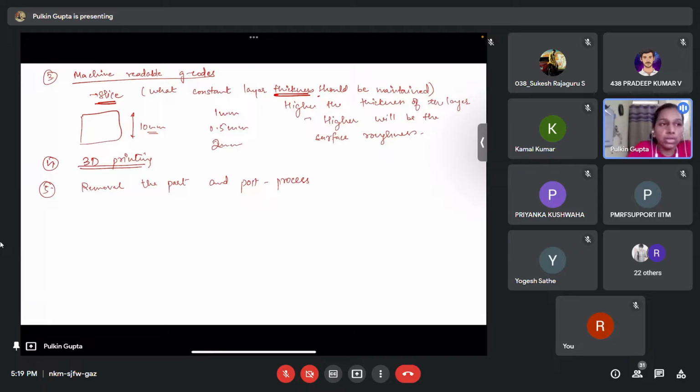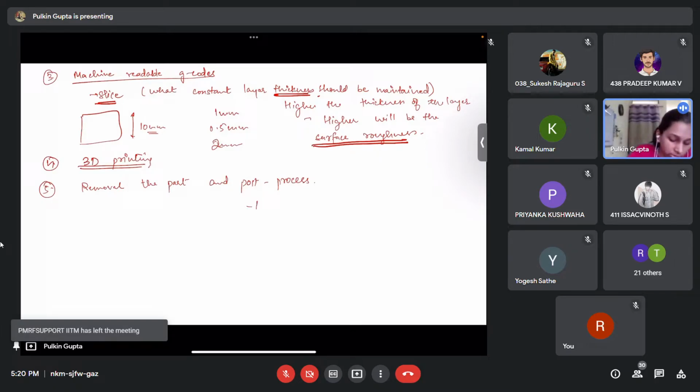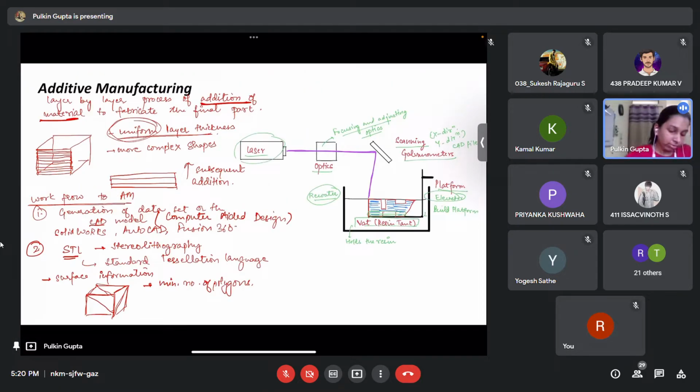During these processes, a certain level of surface roughness is induced on the body, so you can finish it using other machining techniques. There are also certain levels of residual stresses present, so they can be treated using heat treatments, etc. So this was the workflow of the additive manufacturing process.